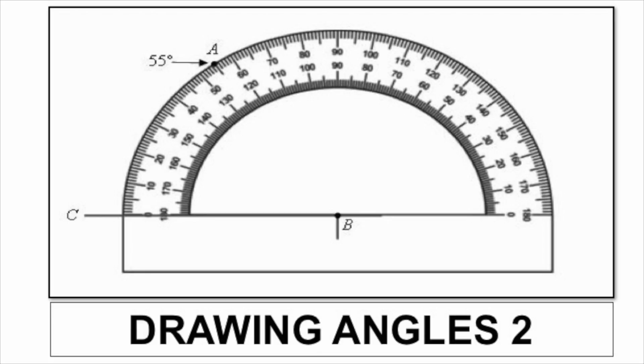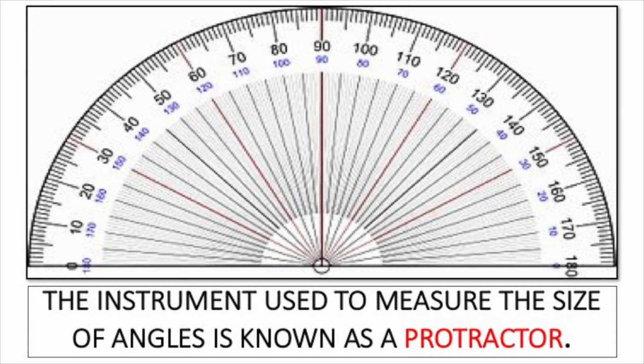Like you can see here, we have an angle at A. How many degrees is the point at A? 55 degrees. Now, is 55 degrees a right angle, acute angle, or obtuse? Acute angle, yes. An acute angle needs to be less than 90 degrees. The instrument used to measure the size of angles is known as a protractor.